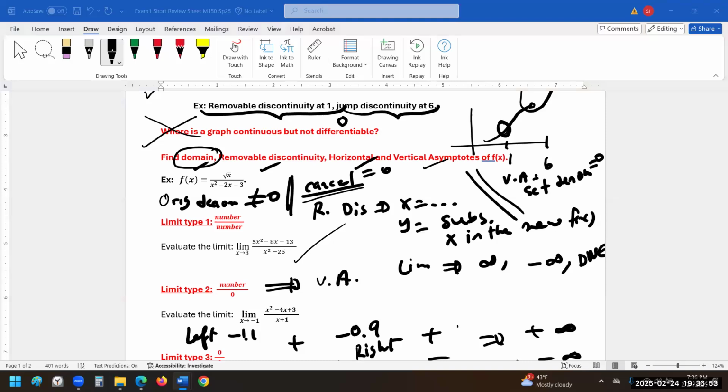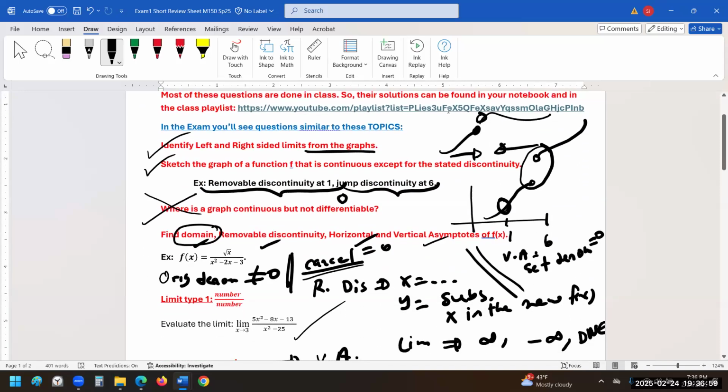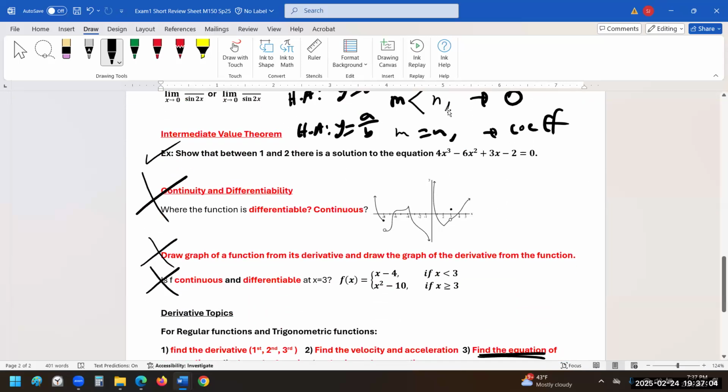Could you scroll down so I can see which ones is on the exam? Scroll down. So question 3. And then after intermediate value theorem, there are 3 parts. Continuity and differentiability, ignore the whole thing. That's it.